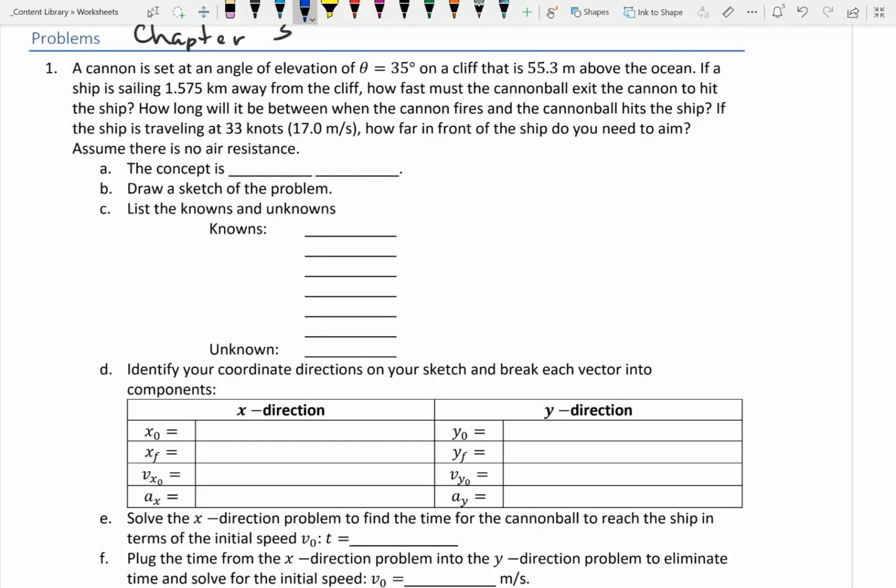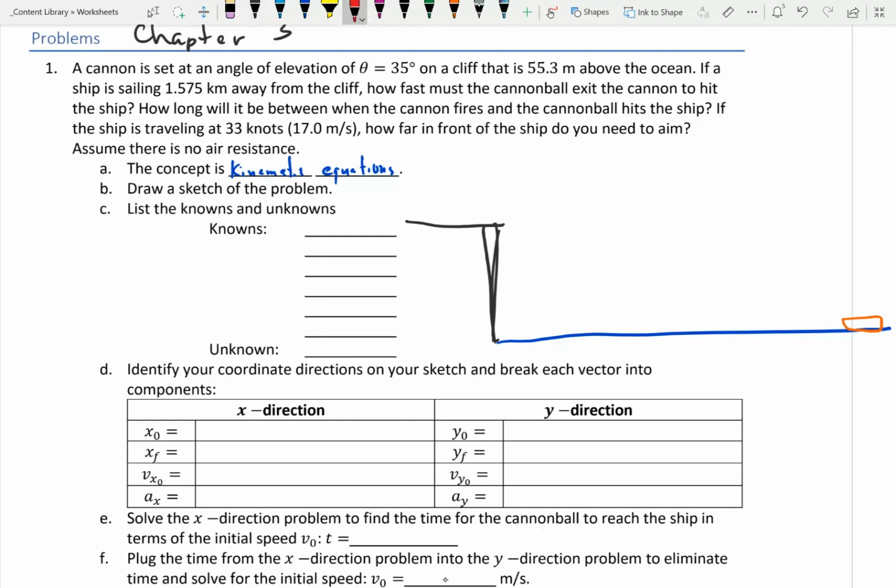So the first question is, what is the concept? Well, we really only have one now. It's kinematic equations. Now, the first thing we do once we get that settled is we draw a figure. So here's the ocean, and I have a ship out here. I have a bluff or a cliff. It's supposed to be vertical there.